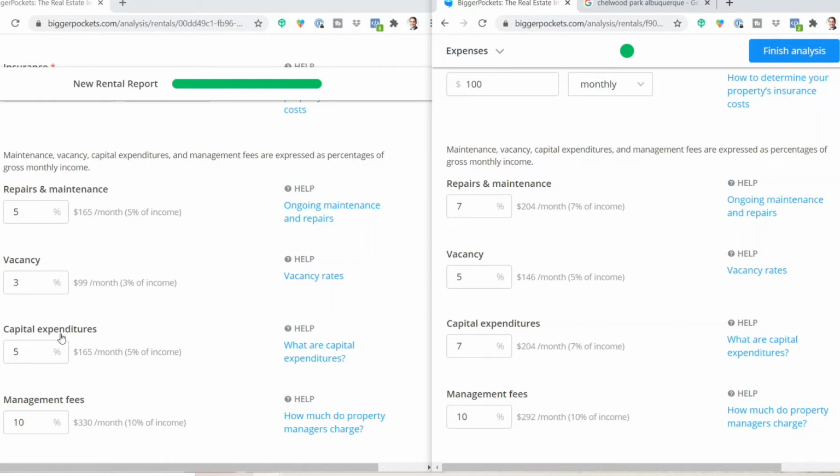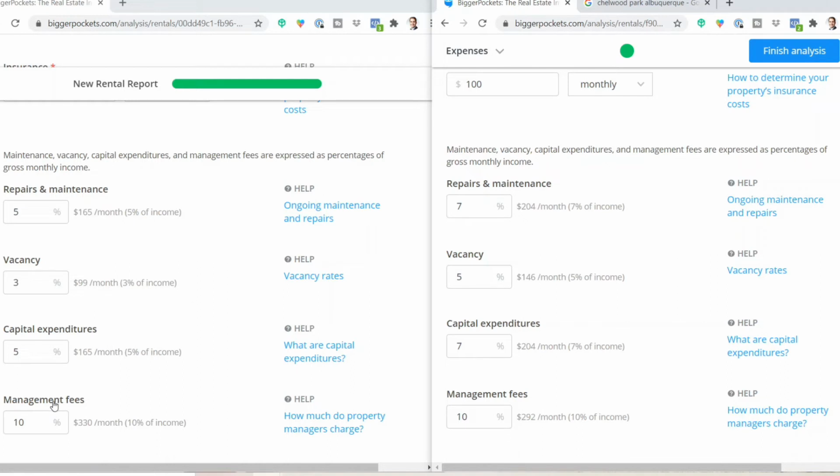Then we have our last item here, which is capital expenditures. That's your brand new roof, that's new water heaters, that's new swamp coolers, that's a new furnace. Those are the items in your home that are going to break eventually, but they tend to be a lot more expensive, but a lot less frequent.